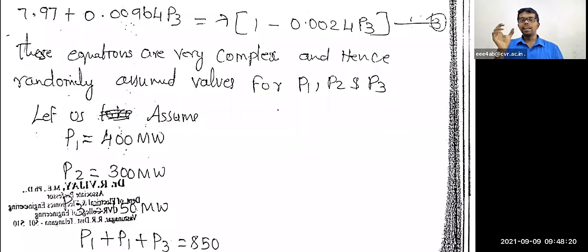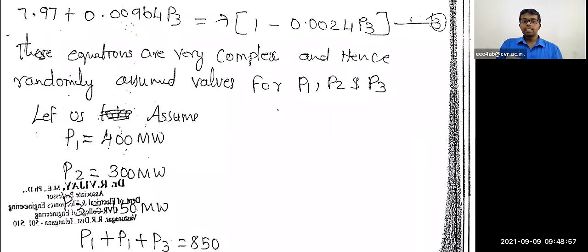So with the installed capacity of the plant, you can easily consider this value. It is not mandatory, you can assume random values, as this is an example problem. That's why we are considering some certain values. Sometimes the problem itself may give the installed capacity of the generating units: 1 might be of 1,000 megawatt, 2 of 500 megawatt, 3 of some 300 megawatt. Like that, they might be giving. If it is not given, we can consider.